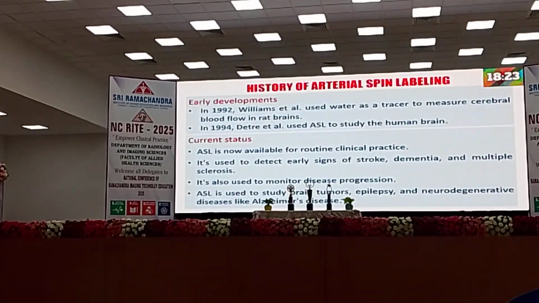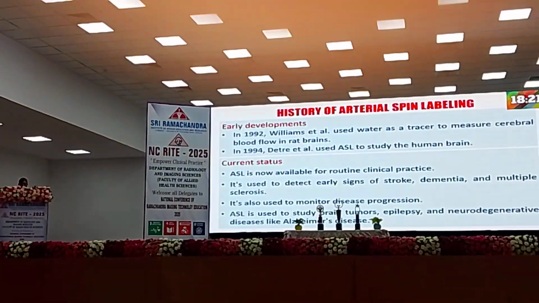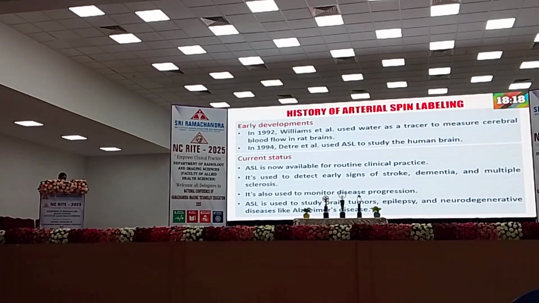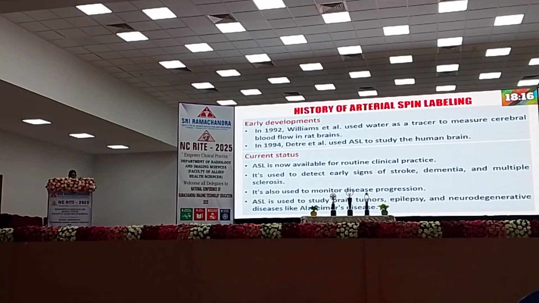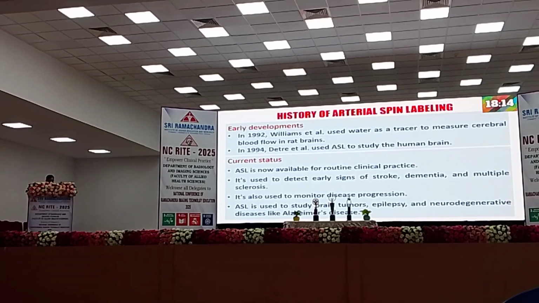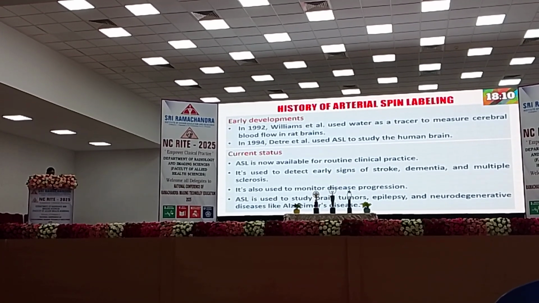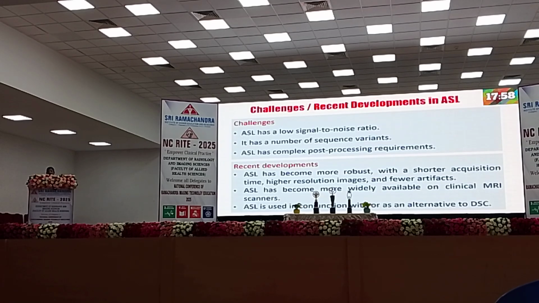Now the history of arterial spin labeling. Early development in 1992, Williams et al. used water as a tracer to measure cerebral blood flow in rat brains. In 1992, Detre used ASL for study in the human brain. Current status: ASL is now available for routine clinical practice. It is used to detect early signs of stroke, dementia, and multiple sclerosis. It is also used to monitor disease progression, and to study brain tumors, epilepsy, and neurodegenerative diseases like Alzheimer's disease.